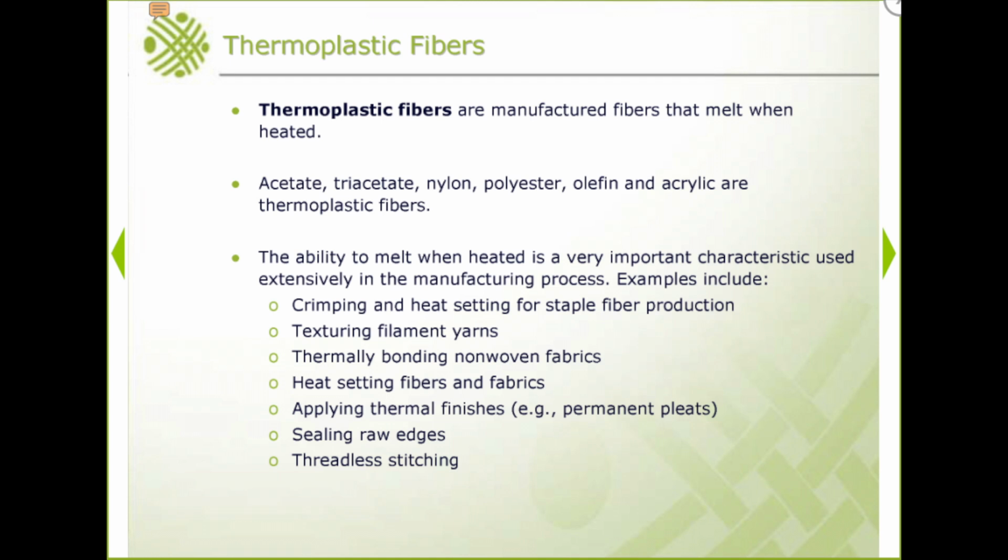These are fibers that melt and they have certain characteristics. You can crimp them, you can heat set them. Heat setting is creating them in a certain shape and keeping them in that shape. For example, you can create permanent pleats on a fabric if it is thermoplastic. You can seal raw edges. There are a lot of things. You can thermally bond fabrics, fibers that melt.